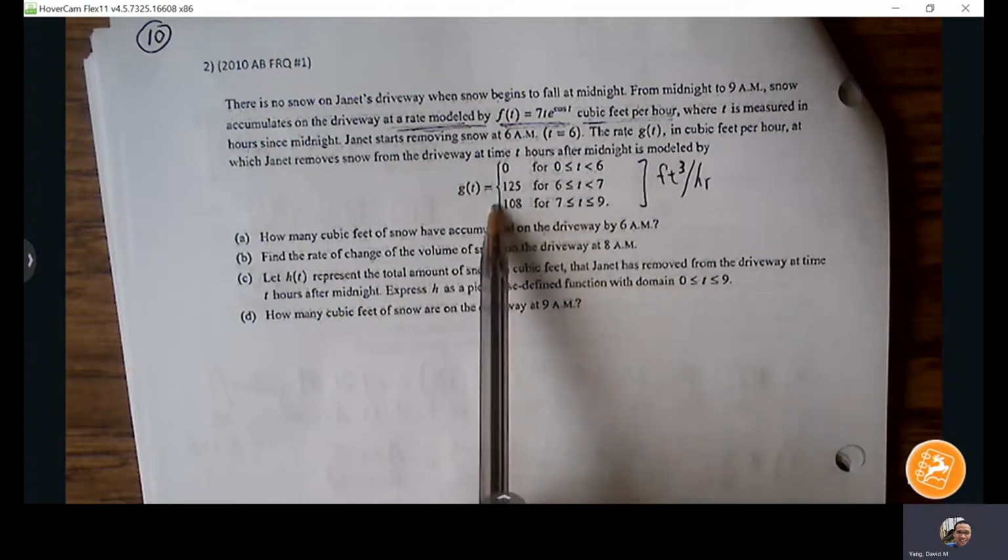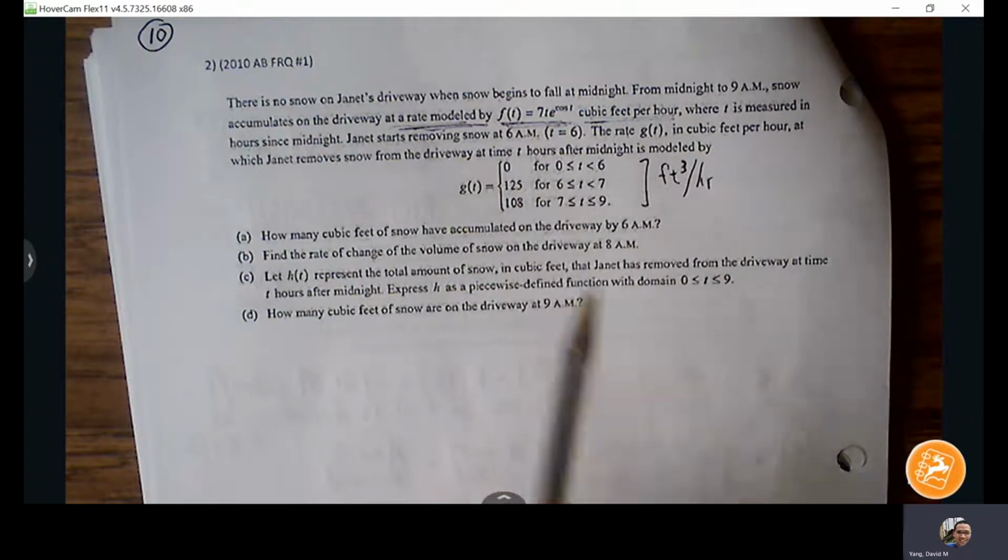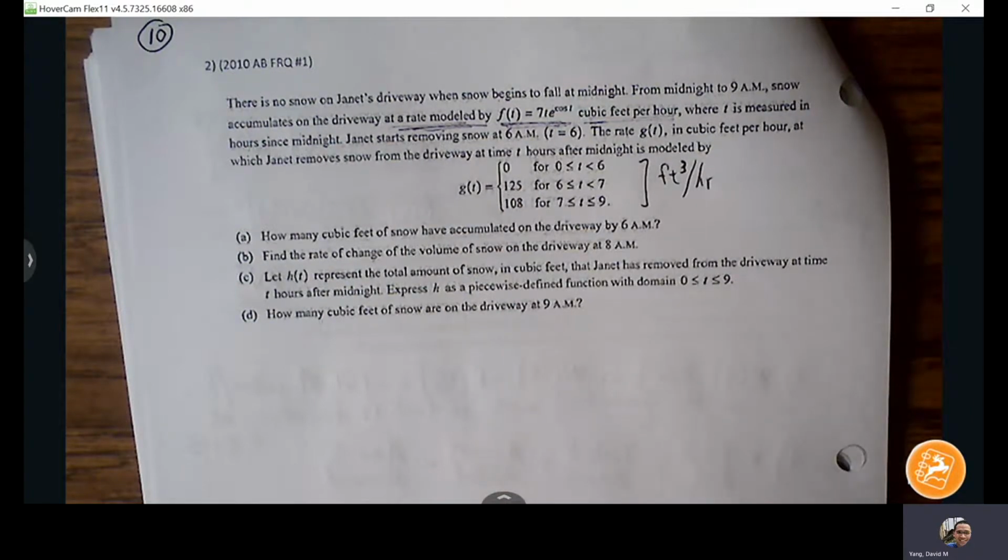She continues working from 7 to 9 a.m., but you can see that her progress slows, right? She's not working as fast as she began. She's still making progress, but slower than before. So she's only getting in 108 cubic feet per hour rather than her initial 125 cubic feet in that first hour. Okay, so just so that we know what those numbers mean.